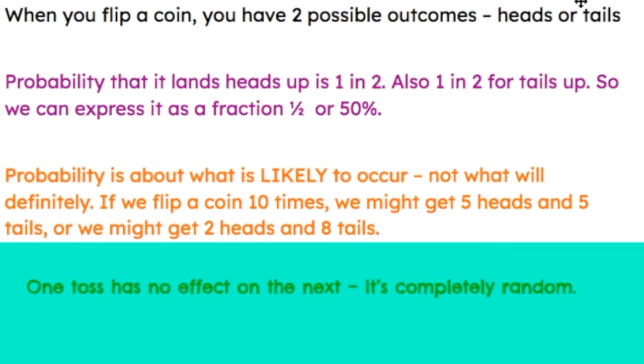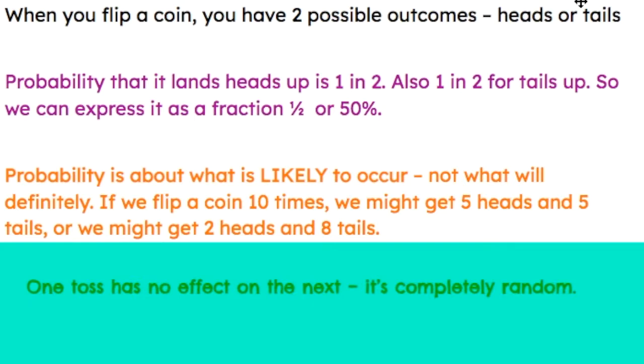So if we flip a coin 10 times, we might get 5 heads and 5 tails, or we might get 2 heads and 8 tails. One toss has no effect on the next, it's completely random. Also, if I were to give you a homework assignment where you had to flip a coin 100 times and record your responses, I would be able to tell who did it for real and who faked it.